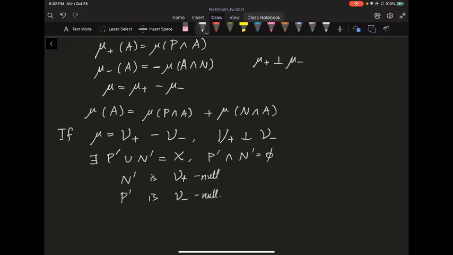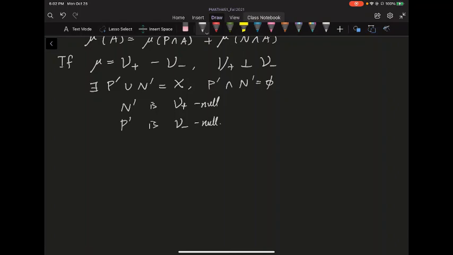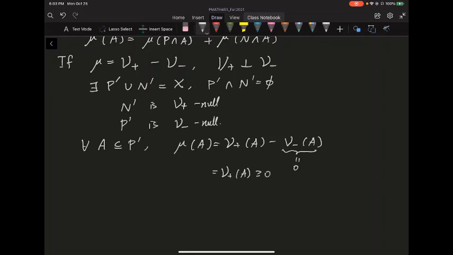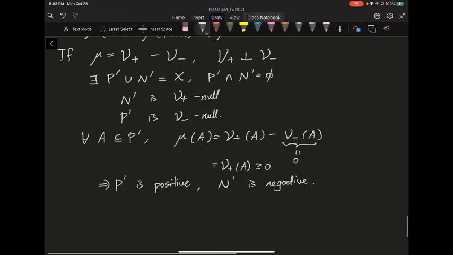And because of that, if you look at every subset A of P prime, the mu of A by definition is nu plus of A minus nu minus of A. But because P prime is nu minus null, this is going to be equal to 0. So this is just nu plus of A, which is positive. So this essentially proves that P prime is a positive set. And you do the same to show that N prime is a negative set. So now you have another way of writing X as a disjoint union of a positive and negative set.